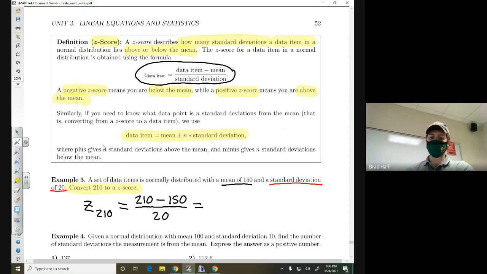Okay, well, that's pretty easy. 210 minus 150 seems to be 60. And you can do this in one step. It doesn't really matter. But 3.